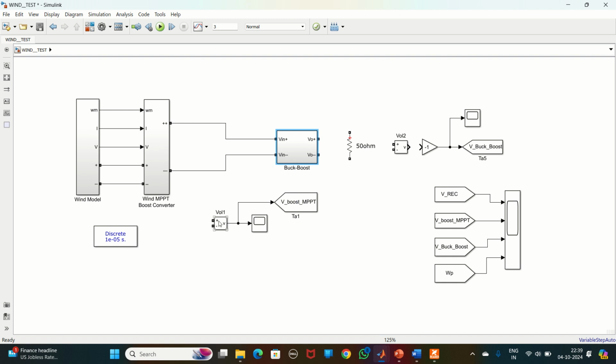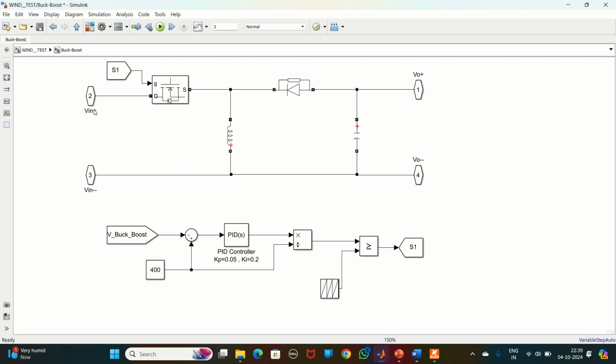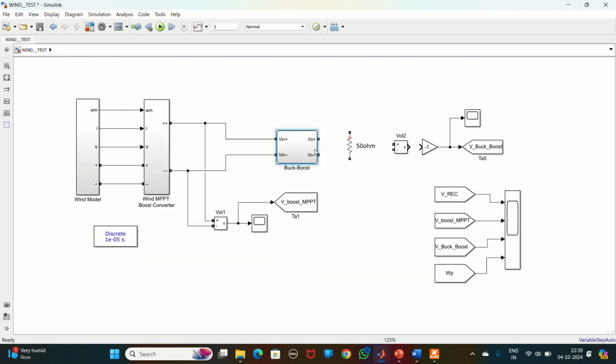This is the boost converter voltage. Now I want to calculate how much the boost voltage is, so here I am measuring the boost voltage. Fine. Now, if you see here, this is our buck boost converter. We will discuss it later at the end. So now I am connecting this to a load.